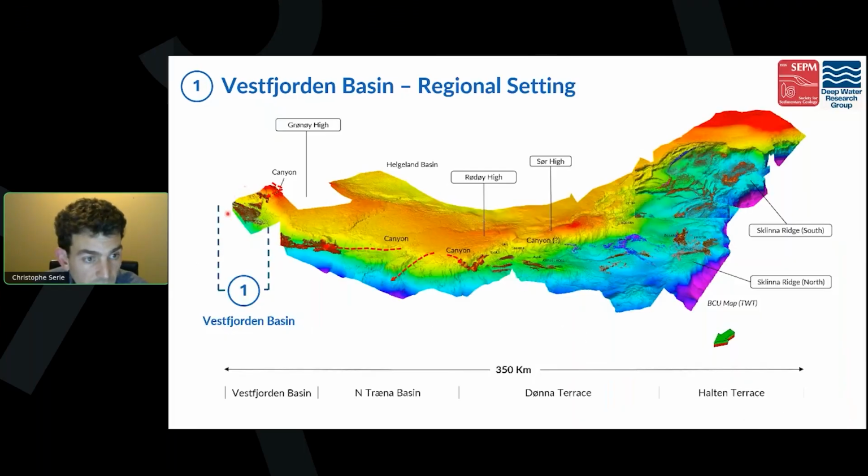So this is located in the north here, and here you have the base Cretaceous. Just to give an idea, you have a series of highs with the Grønne High, the Røde High, Sør High, and then you have some ridges outboard, like the Sklina ridges, and all those amplitudes here are related to the Cretaceous system, where in some places you see the canyon, and then you find all those interesting morphologies down here. We will dive into more detail.